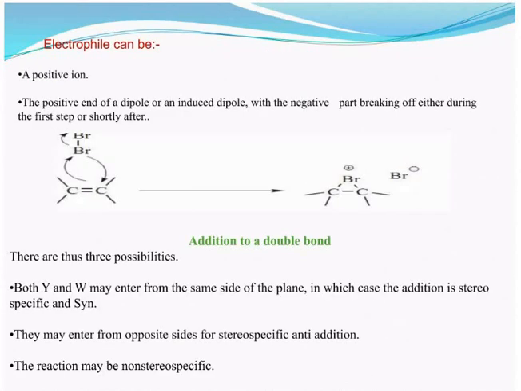Now the electrophile can be a positive ion, the positive end of a dipole, or an induced dipole with the negative part breaking off either during the first step or shortly after. Look here, formation of bromonium. So there are three possibilities. Both Y and W may enter from the same side of the plane, in which case the addition is stereospecific syn. They may enter from opposite sides, a stereospecific anti addition. Or the reaction may be non-stereospecific.